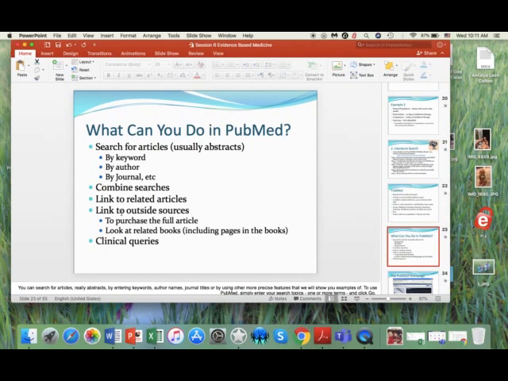There's a clinical queries section that's even more specific, that's really giving you specific clinical trials that would answer questions about the way to treat a disease in your own practice.